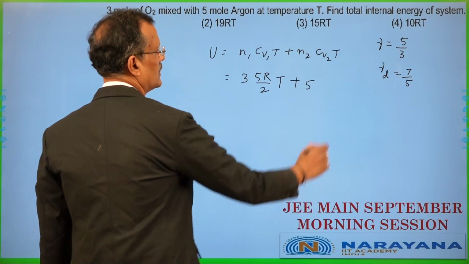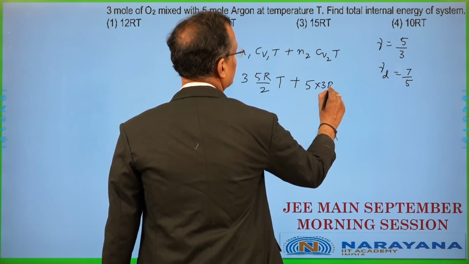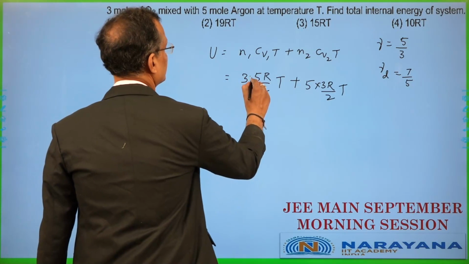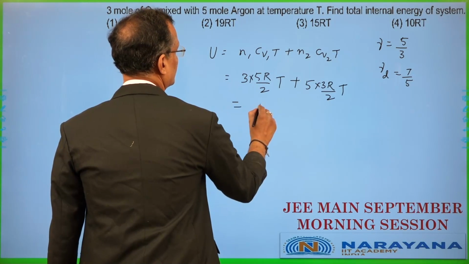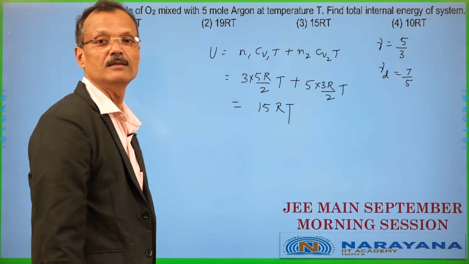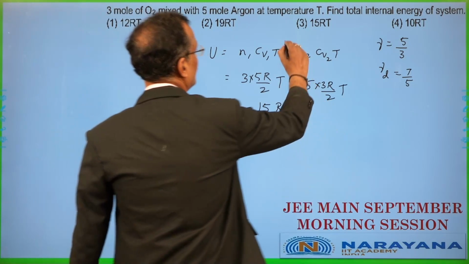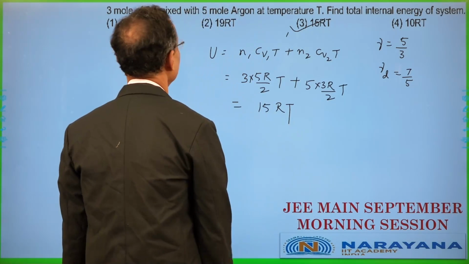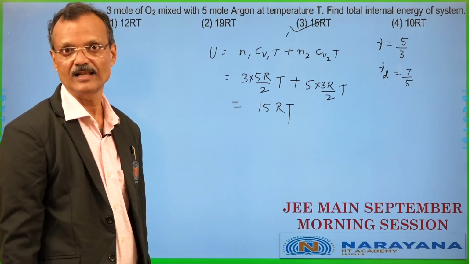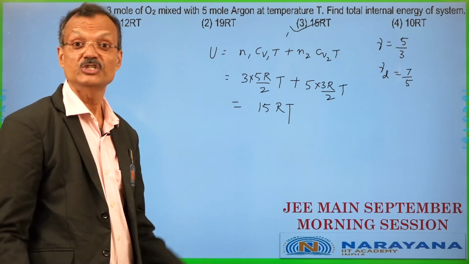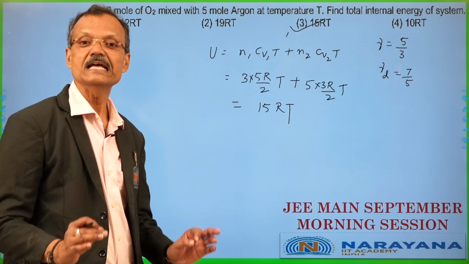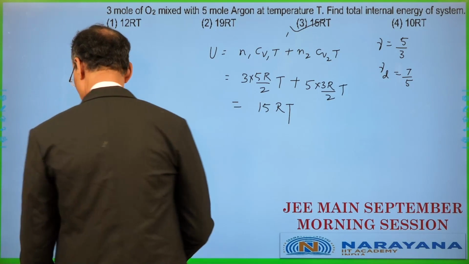Cv is for argon, 3R by 2 into T, 15 by 2, 15 RT. Simple. Total internal energy is 15 RT. The answer will be number 3. I hope you understood it clearly. The change of internal energy is nCvdT. Internal energy is nCvT. Clear now?